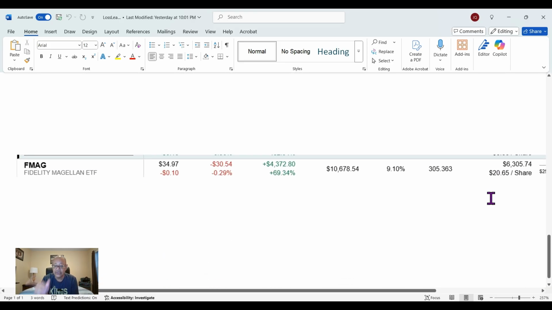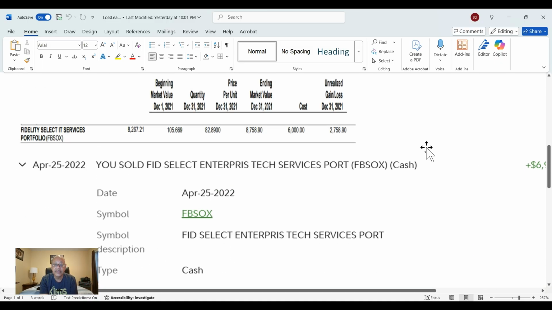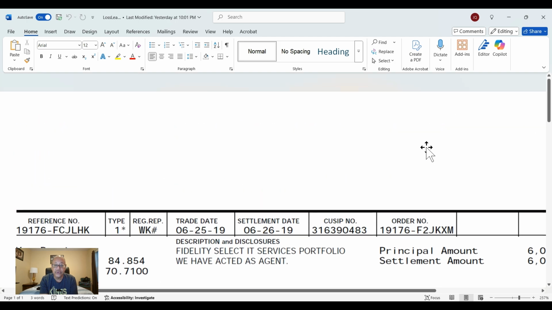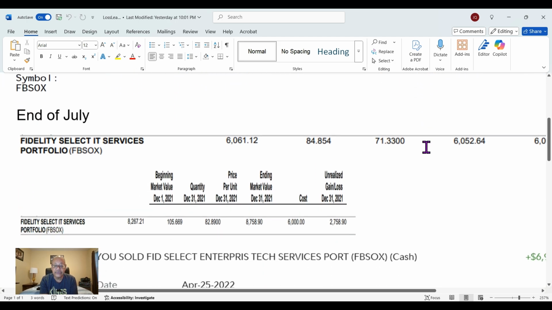Now, be mindful, I took $1,000 out of this account last week, and it's still showing a 69.34% gain and $14,372 for a total of $10,000. It's trading at 34.97. This was a good investment. This is an example of a portfolio turnover. In my case, I salvaged this.